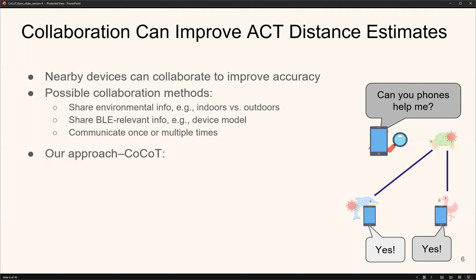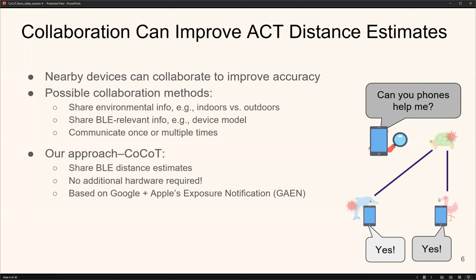But what we do in this work in CoCoT is we share Bluetooth-derived, locally made distance estimates and only communicate a single extra time. This does not require hardware, infrastructure, or additional user interaction. And we build on top of Google and Apple's exposure notification, or GAIN for short, which makes it easy for us to roll out CoCoT en masse, as well as gives us strong existing privacy guarantees via a really nice cryptographic implementation of the protocol. And furthermore, we make all these choices to balance out our improvements in accuracy and mitigate the infringements on privacy, security, and battery use as trade-offs.